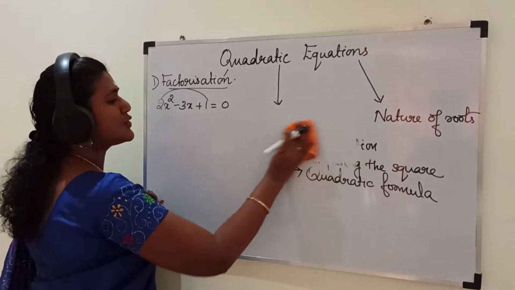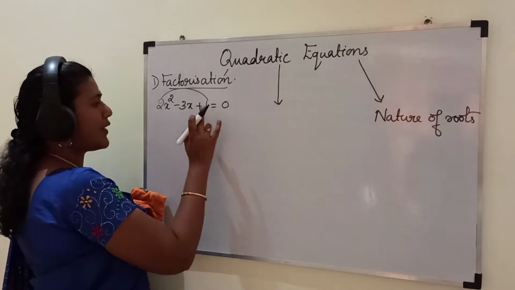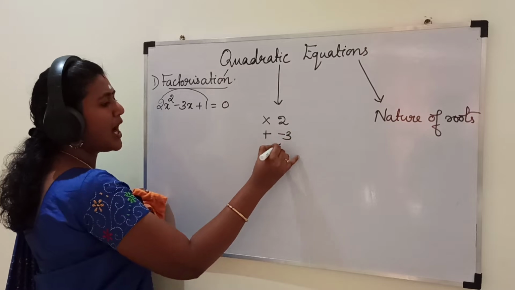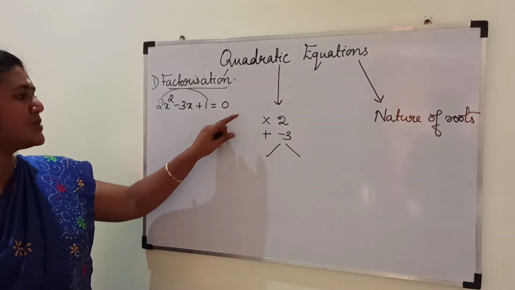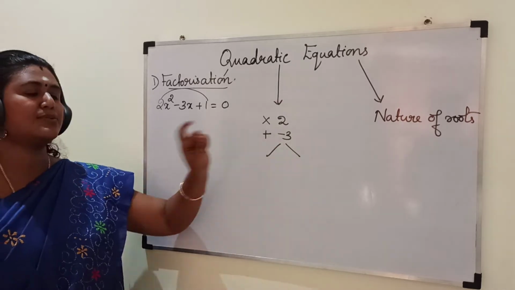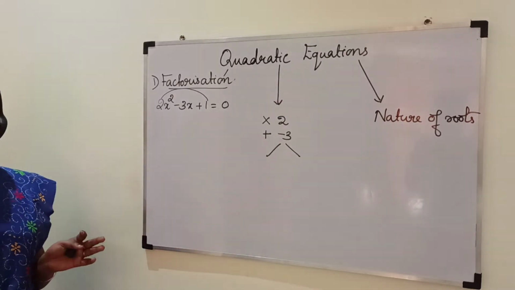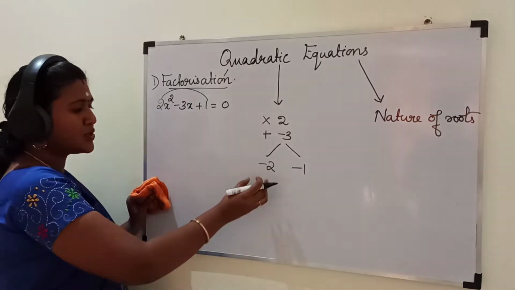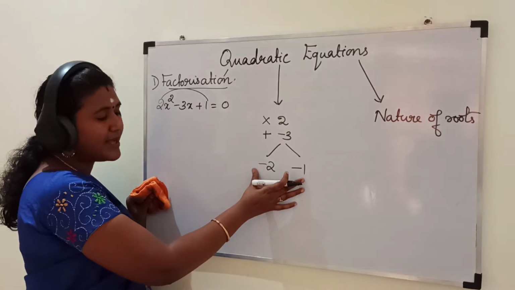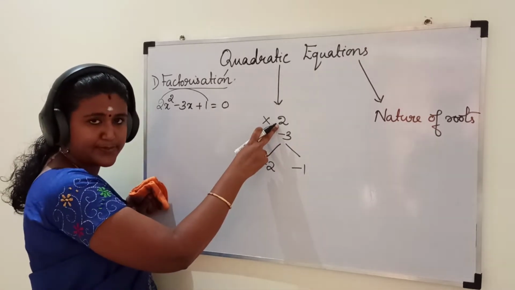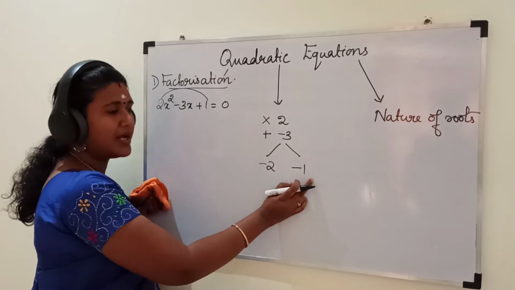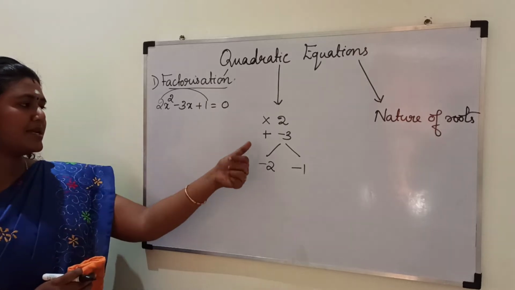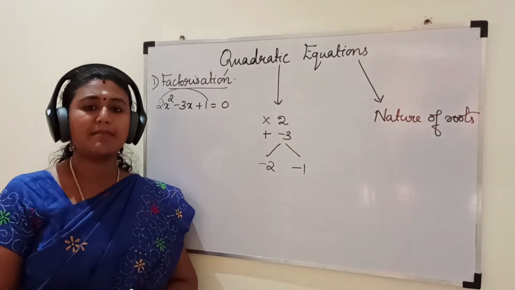So the product should be 2, and sum is minus 3. So you have to find two numbers whose product is 2 and sum is minus 3. What are the numbers? You have to find the two numbers. So minus 2 and minus 1. When you multiply these two numbers, we will get product as plus 2. And when you add these two numbers, you will get a sum as minus 3. The numbers are minus 2 and minus 1.